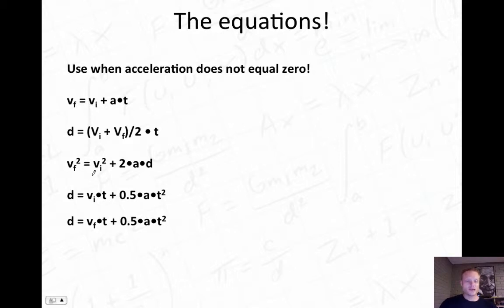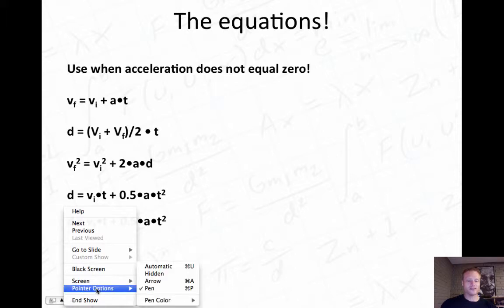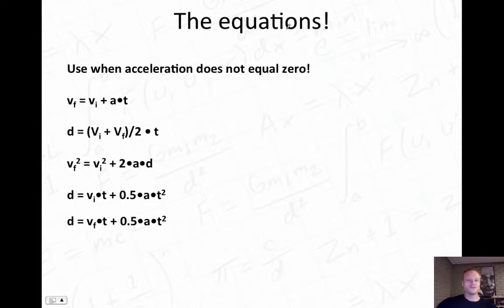Now, these equations, there's 5 of them, which turns out to be quite convenient, and I'll tell you why in just a second. There's 5 of them, and these equations you use when the acceleration does not equal 0.